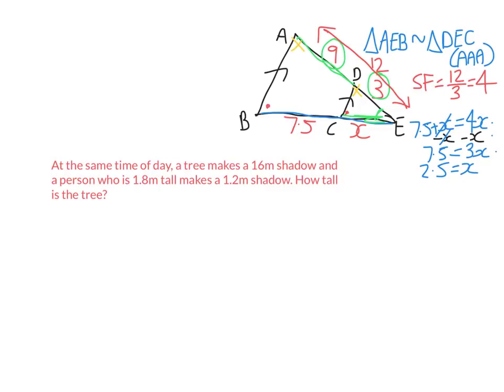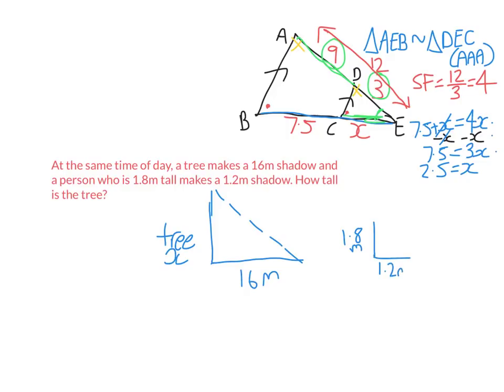So you might think, oh my God, what does this have to do with similar triangles? Well, we wouldn't be asking any question in the test that doesn't have anything to do with similar triangles. So what we're going to do is draw a diagram that involves similar triangles. So we have a tree here. The tree, which we don't know its height, so we'll call that x because that's what we want to find. It makes a 16-meter shadow. So we'll turn this into a triangle. At the same time, a person who is 1.8 meters tall makes a 1.2 meter shadow.